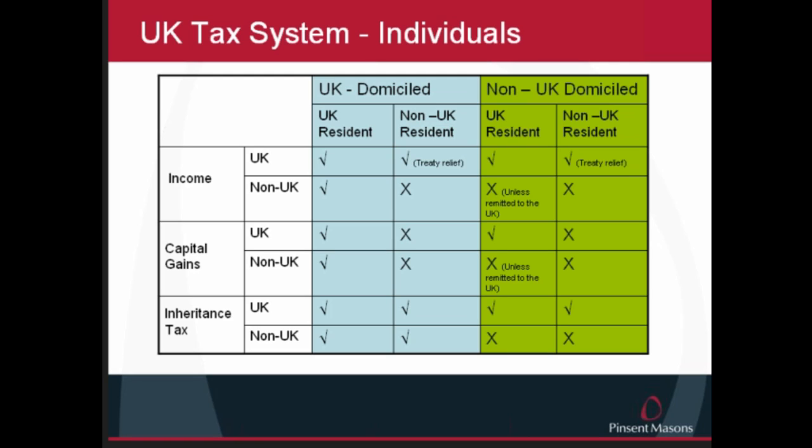Non-UK domiciled individuals, and I'll come on to explain what that means, are in a much more beneficial position. If they're UK resident, they pay tax on UK source income and capital gains, but they don't pay it on foreign income and foreign gains unless remitted to the UK, and that means essentially brought to the UK to enjoy. They are liable for inheritance tax on UK-based assets, but not foreign assets. And if you're non-UK domiciled and non-UK resident, you essentially just pay tax on income generated in the UK. There can be some instances where you get treaty relief from that, and you also pay inheritance tax on UK-situated assets. So that is the essence of the tax system in the UK.